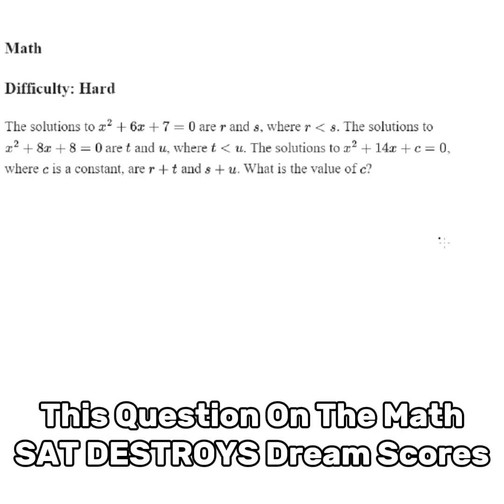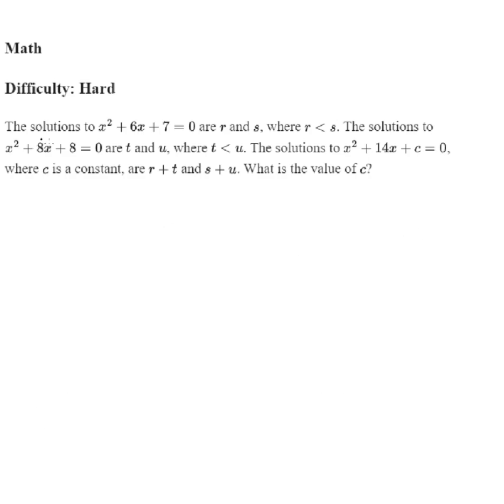This question on the math SAT destroys dream scores. The solutions to x squared plus 6x plus 7 equals 0 are r and s, where r is less than s. The solutions to x squared plus 8x equals 0 are t and u, where t is less than u. The solutions to x squared plus 14x plus c equals 0, where c is a constant, are r plus t and s plus u. What is the value of c?